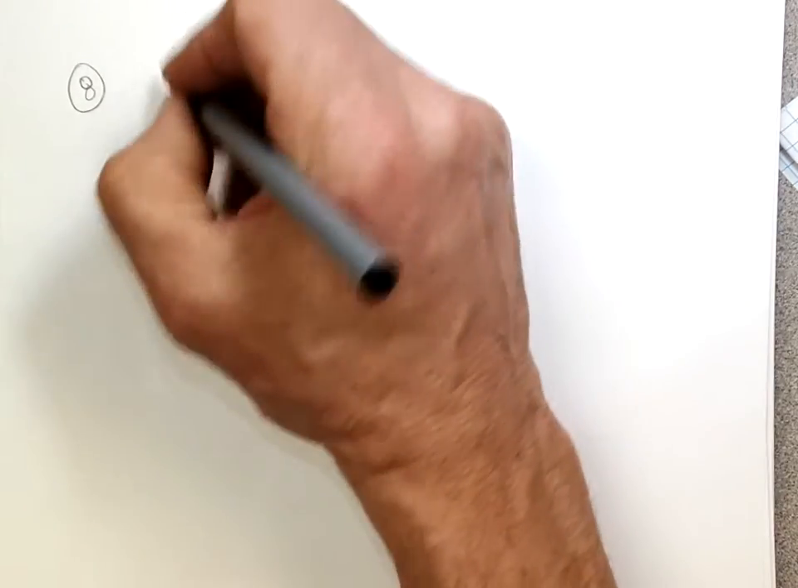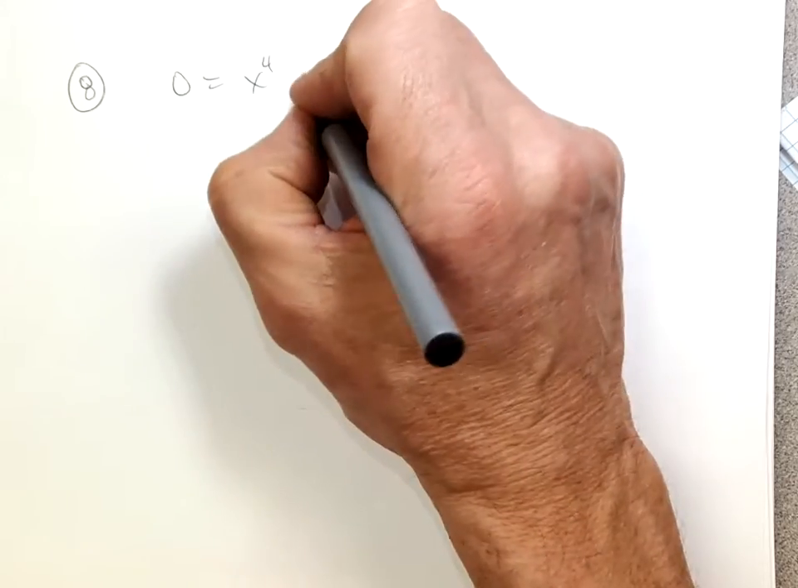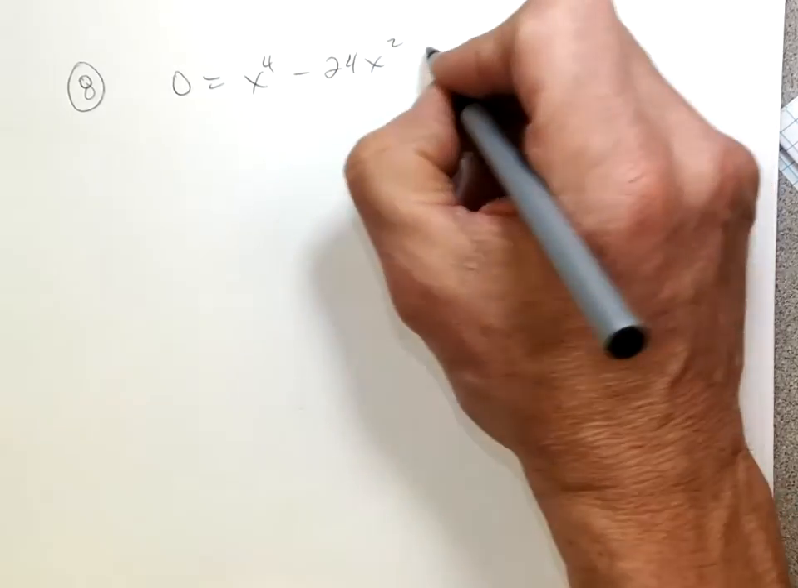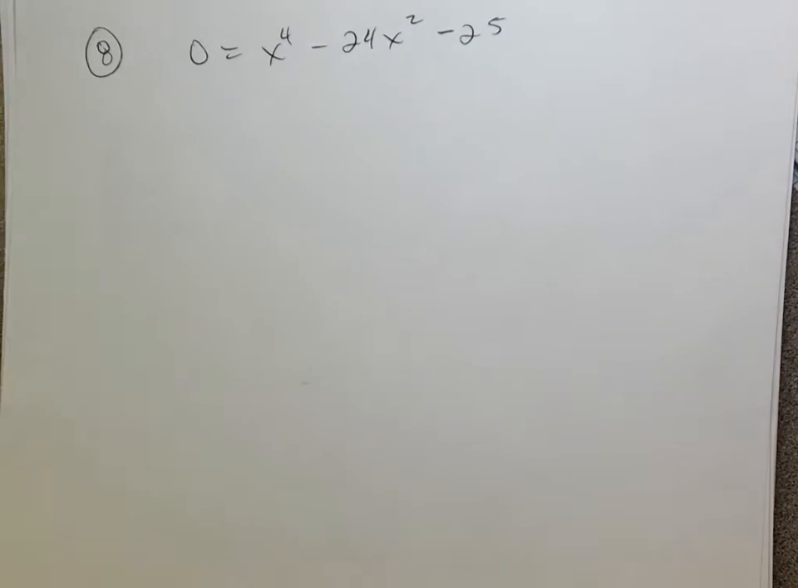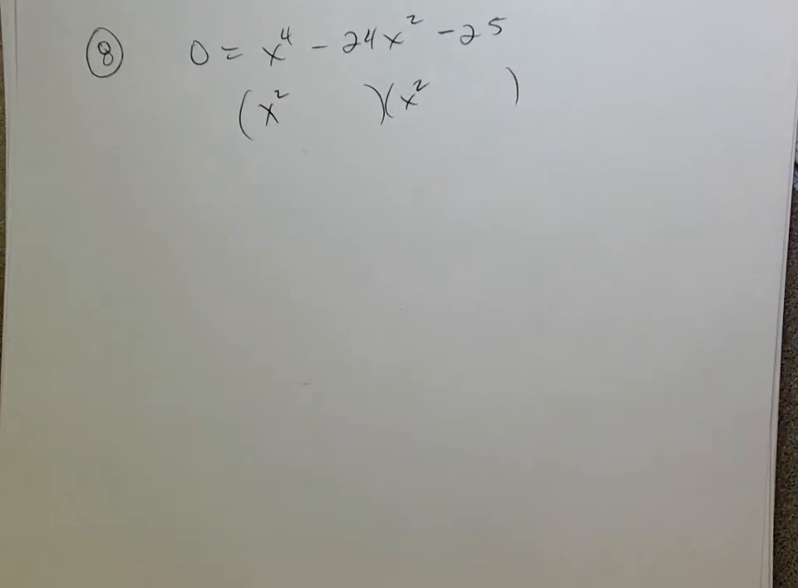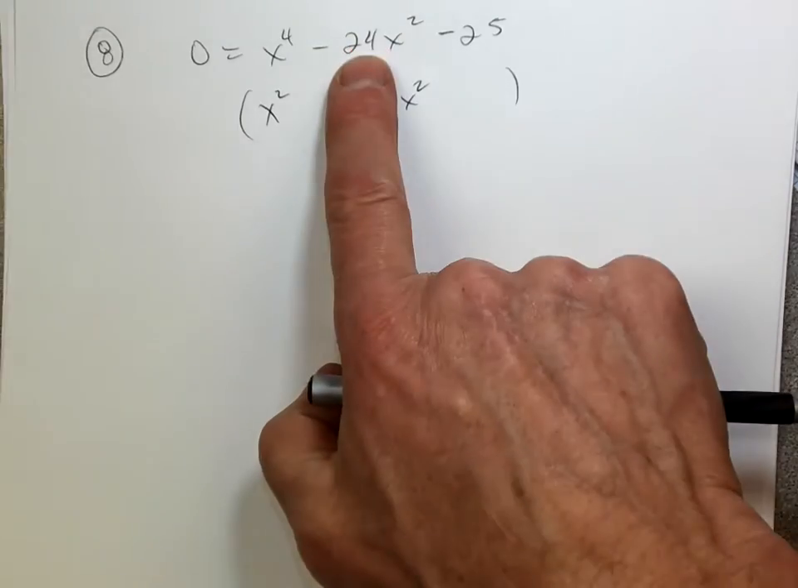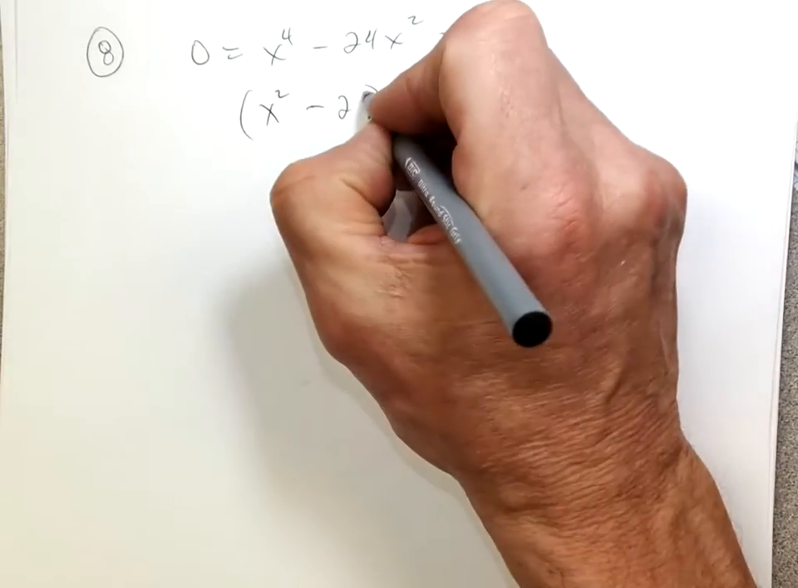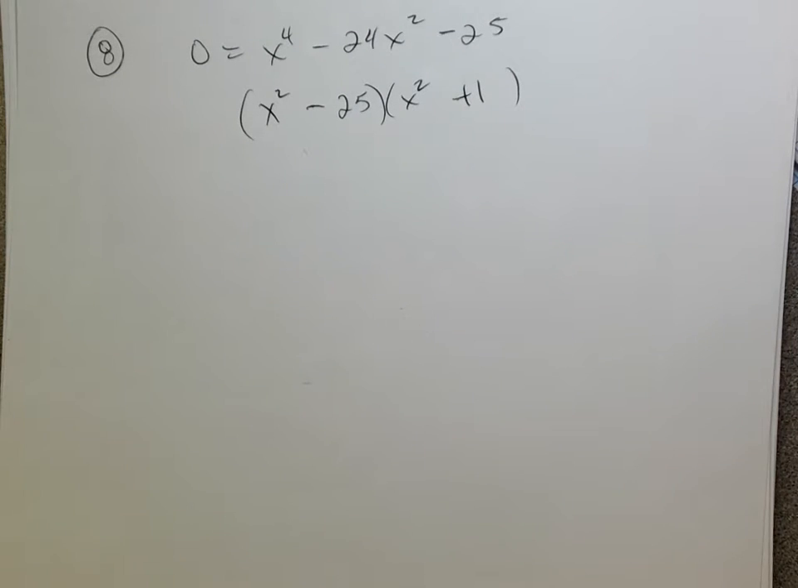Okay. Number 8. So we've got 0 equals x to the 4th minus 24x squared minus 25. Okay? So I'm thinking x squared, aren't you? X squared, right? And then what are the multiples of 25? 5 and 5. But there's a better one. The one I want has to be 25 and 1. Why is 25 and 1 the one I want? I need to make the 24, right? So if I go a minus 25 and a plus 1, I'll get the negative 24x squared, right? Okay, so I've got it factored. You pick up your 1 point.